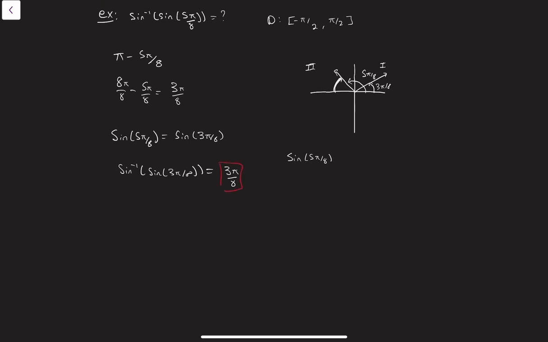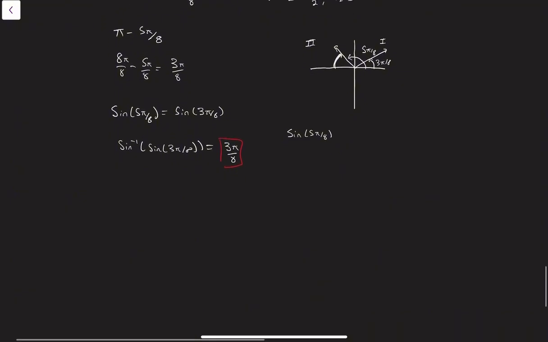Perfect, not so bad. We just had to realize quickly, okay, now that we're in the second quadrant and we're not able to add or subtract 2 pi to get within our domain, but if we look carefully, we can find the equivalent expression for sine 5 pi over 8 in quadrant 1. So doing that, we can solve our problem. Great. Let's move on to the next example.